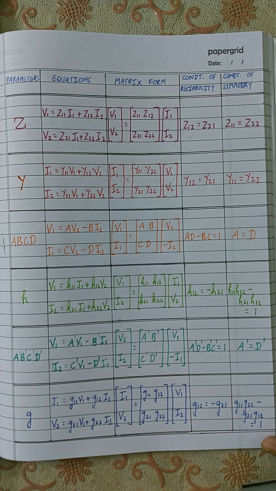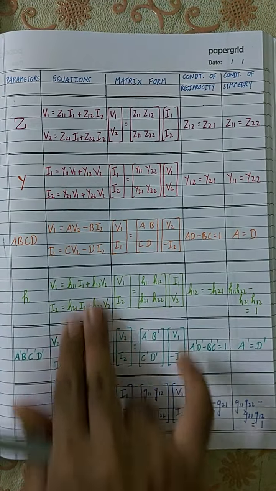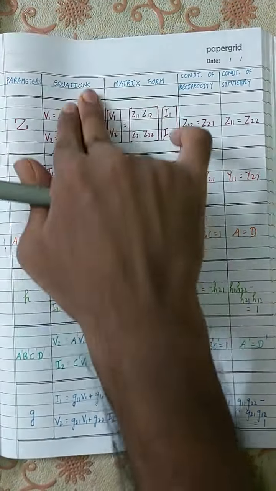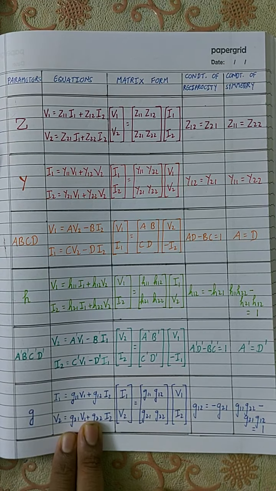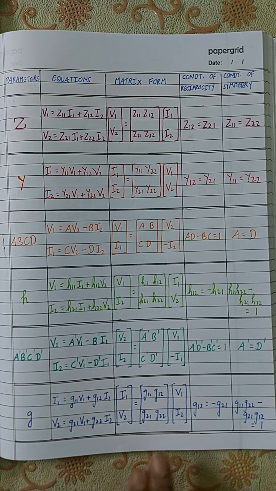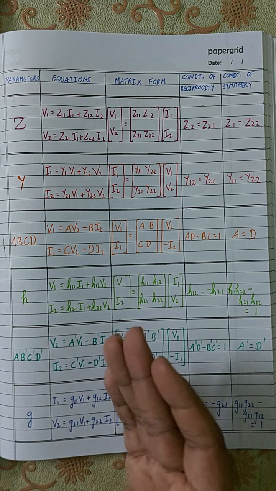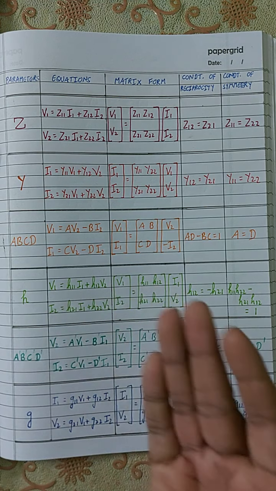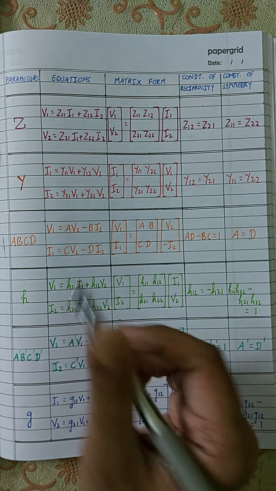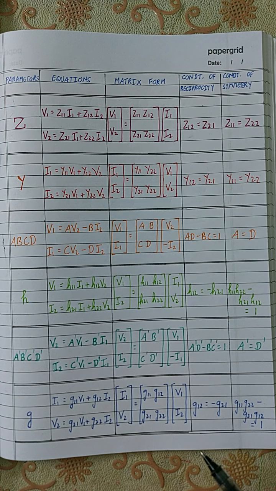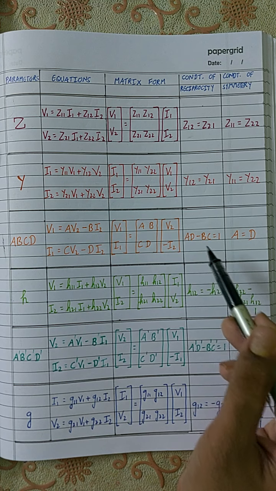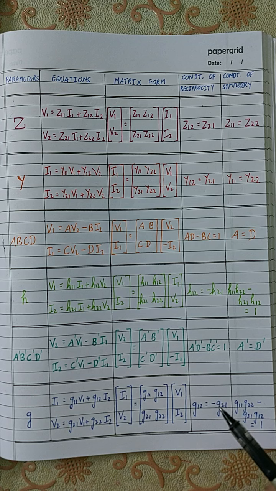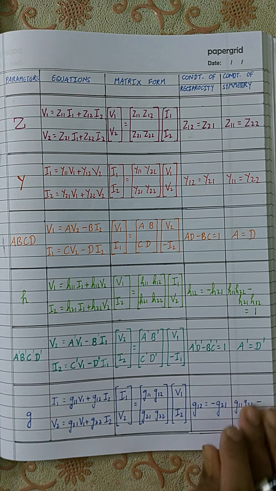Because it is always good to remember these equations beforehand. Most importantly, the second column has the most important equations. You need to learn to write these equations from your memory itself. Sometimes they'll ask you to find the ABCD parameters, so in that case you should remember these equations. And remembering the conditions of reciprocity and symmetry is also not that difficult. Once you get the knack for it, it becomes very easy for you.